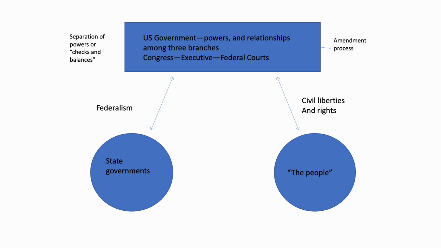So basically, there's a picture kind of how things look. You have a U.S. government with certain defined powers and relationships among the three branches.